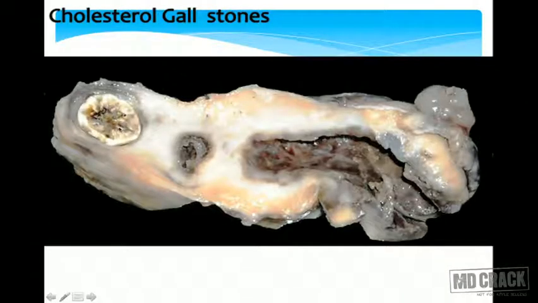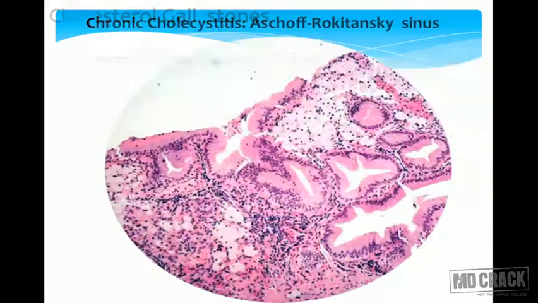This is a cholesterol stone; the cut section appears like this, more yellow in color, but sometimes multiple gallbladder stones can be seen. Rarely we will see pigmented gallstones. See the cut section of this gallbladder: the wall is totally thickened, so fibrotic, and the lumen has narrowed. Sometimes a gallstone can be seen here in the neck of the gallbladder.